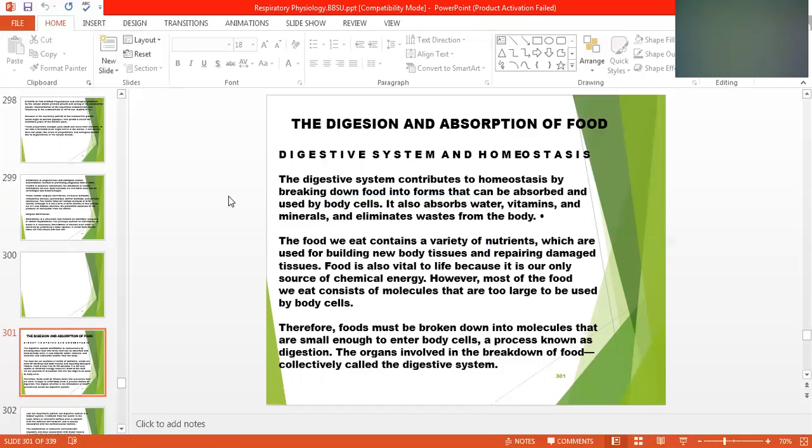The food we eat contains a variety of nutrients which are used for building new body tissues and repairing damaged tissues. Food is also vital for life because it is our only source of chemical energy. However, most of the foods we eat consist of molecules that are too large to be used by body cells. Therefore, food must be broken down into molecules that are small enough to enter body cells, a process known as digestion. The organs involved in the breakdown of food are collectively called the digestive system.